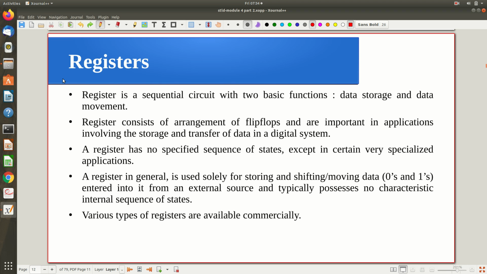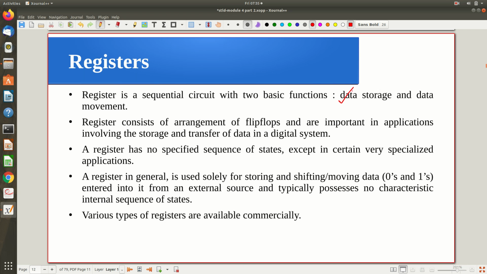So in the first part we already saw a basic idea about this register and how we can simply create a single bit of storage, a single bit register, say using a D flip-flop. And for n bit storage we can think of n flip-flops connected, right? So the register is a sequential circuit with two basic functions, data storage and data movement. So basically it is used for storing data, right?